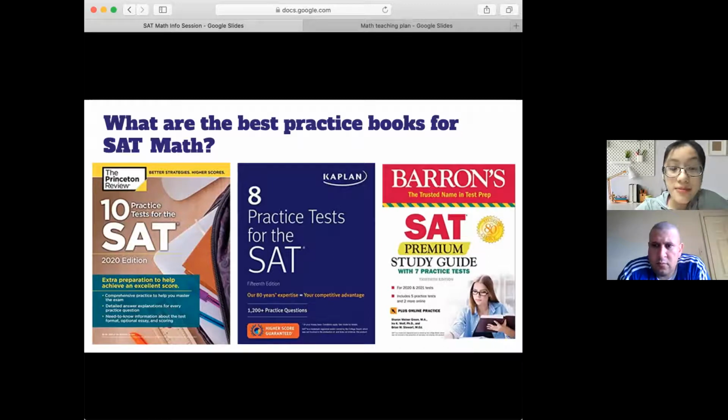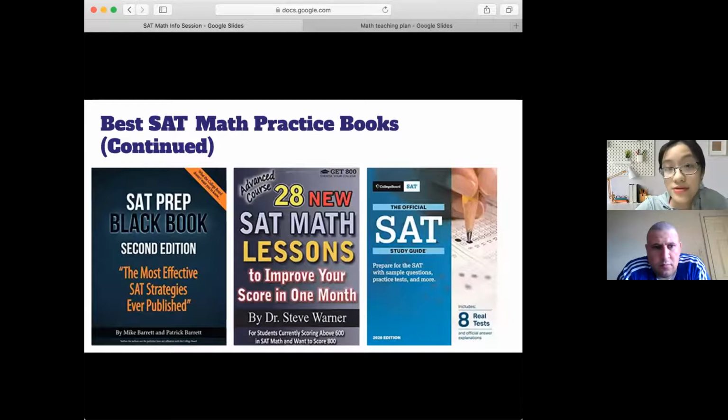And I've completed all of these tests. And with these tests, I got an 800 on the SAT Math. So I think these books are very helpful and they're on Amazon. So they're really easy to find. And besides these 3 books, I also have 3 other books that I found really helpful. The SAT Prep Black Book, which has both strategies for SAT Math and English. So I really recommend this book.